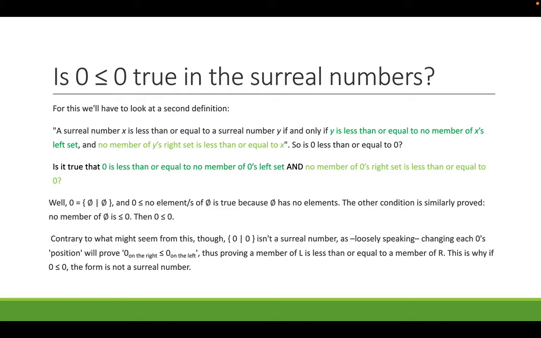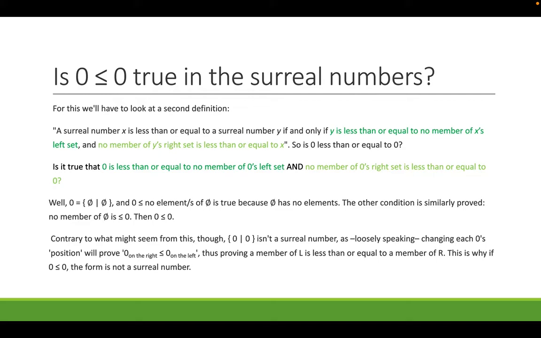For this, we have to look at a second definition, greater than or equal to. As a surreal number, x is less than or equal to surreal number y if and only if y is less than or equal to no member of x's left set, and no member of y's right set is less than or equal to x. That's a lot. But we just have to substitute everything there. This is defining less than or equal to in terms of less than or equal to, which seems circular, and it is, but we just have to substitute the stuff in there until we have all empty sets we can work with.